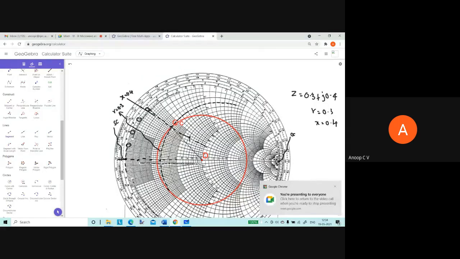Once you have located the load impedance point, you take a compass and draw a circle with the origin as center. The origin is the midpoint of the Smith chart, right? The midpoint of the Smith chart.